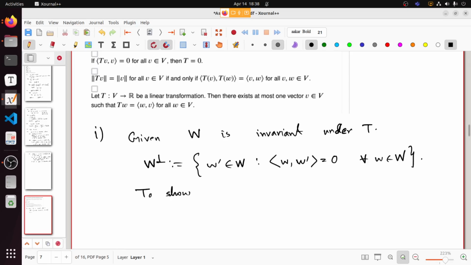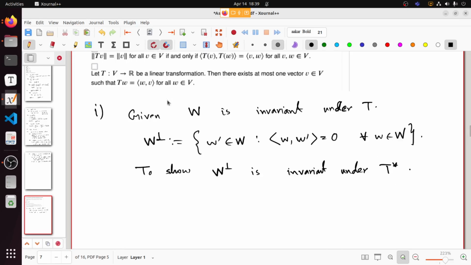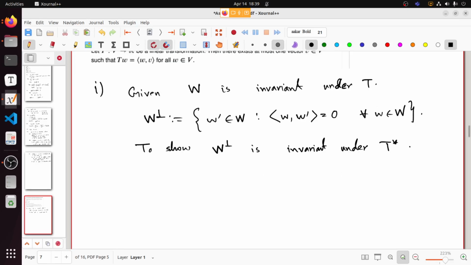To show W perp is invariant under T star, right? So we'll show that. So let's take W belongs to W, then consider this: W inner product with T star W', where W' is from W perp.